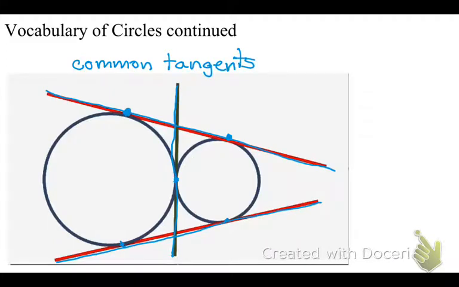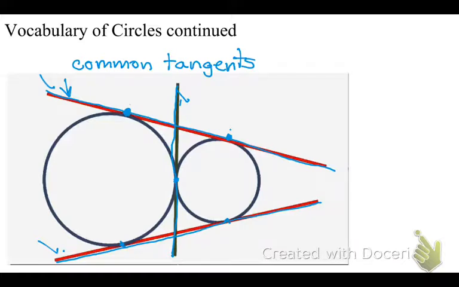So these three lines, this line, and this line, are all common tangents because they are tangents in common with both these circles. So this tangent here touches both circles, here and here, so it's common to those two circles, and this tangent down here touches these two circles, so it's common. And then this tangent, the green one here, touches two circles, so it's called a common tangent.